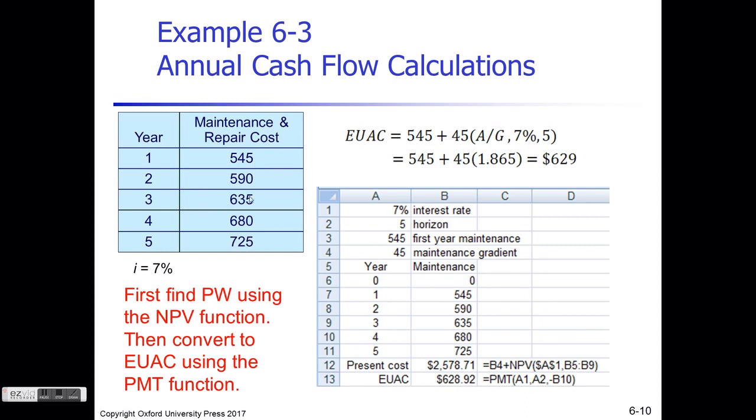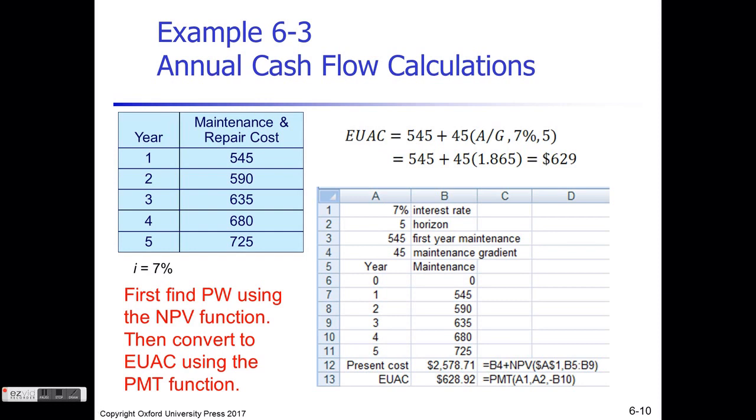So you can do the equivalent uniform annual cost. Equivalent uniform annual cost is going to be equal to 545, correct? Plus 45, which you're going to pass from gradient to A with the 7% with the 5 years. If you do the exercise, 545 plus 45 times 1.865, it's going to give you 629. So that will be your answer, because again, the secret here is that you have to pass everything to A.